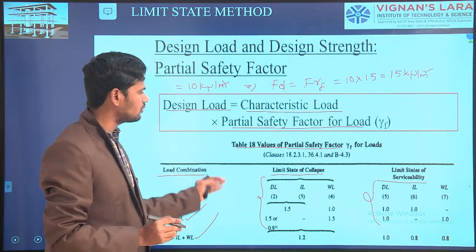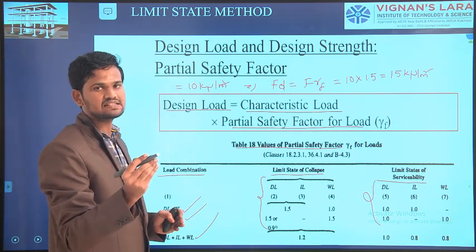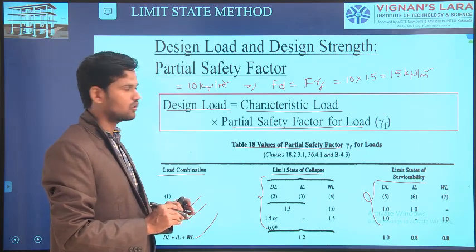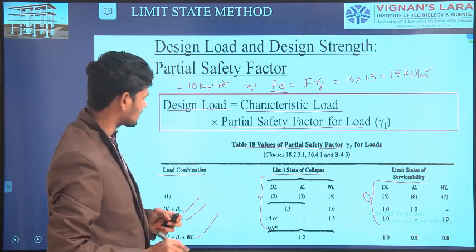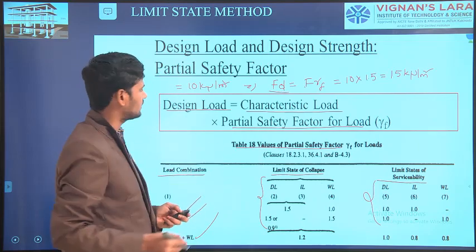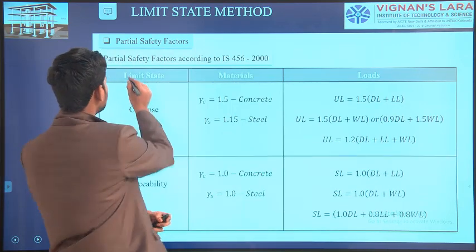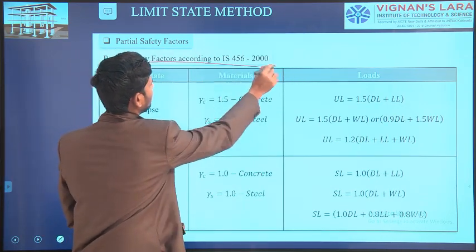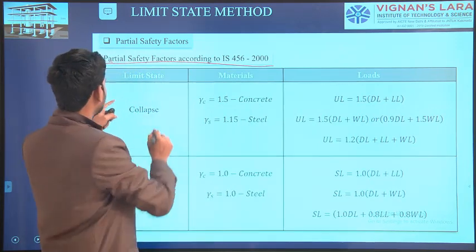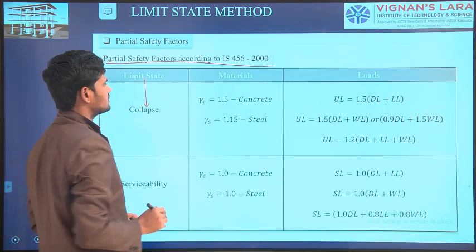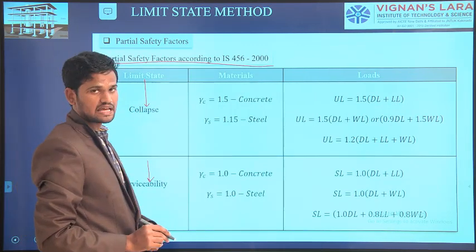By seeing this table, we can substitute all the partial safety factors. We multiply them with the characteristic load, and you will get the design load values in the structure. The same table we will see here: partial safety factors according to IS 456-2000. The first condition is limit state of collapse, and the second condition is limit state of serviceability.